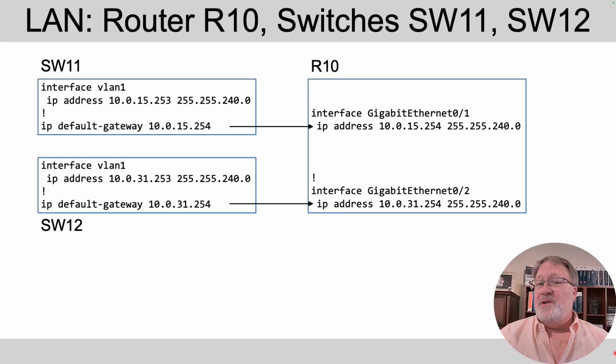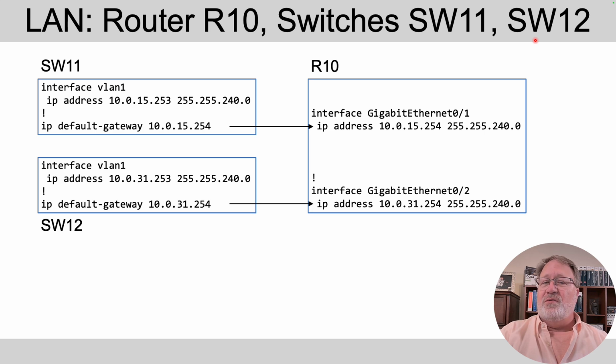Next, I'm going to look at the config with you, but I'm going to break it down based on the areas of the topology. So we'll first focus on LANs on the left side of the diagram. That is the ones near router R10, with R10 connecting to switches 11 and 12 to create those subnets.